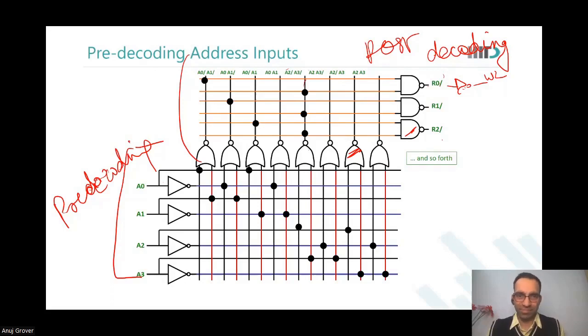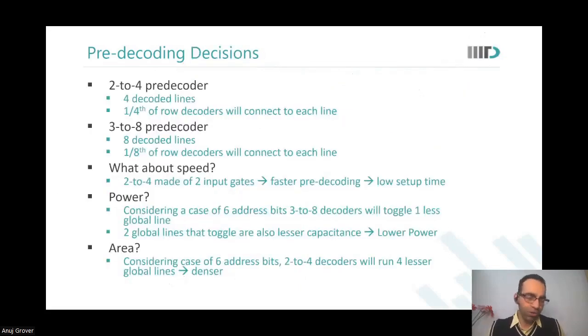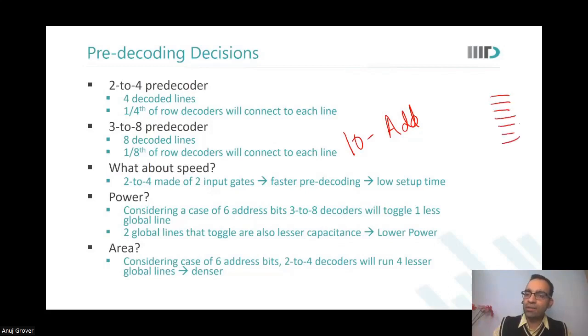So now how to do this pre-decoding? Should we only use 2 to 4 pre-decoders, or should we use 3 to 8 pre-decoders and so on? These are important design decisions that you will have to make as a designer. Let us say you have a 10 input address bus. You obviously cannot make 10 input NAND gates. At most, you may want to go to, let us say, 4 input NAND gates. If you want to go to at most 4 input NAND gates, then how many pre-decoders do you need to put in your system?